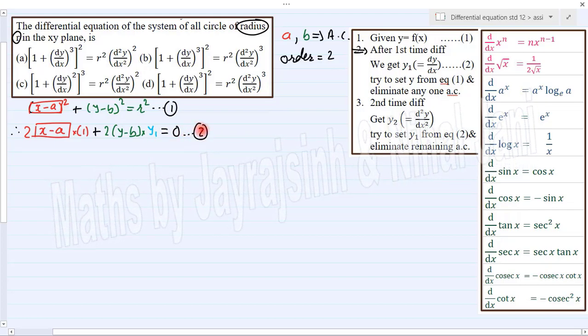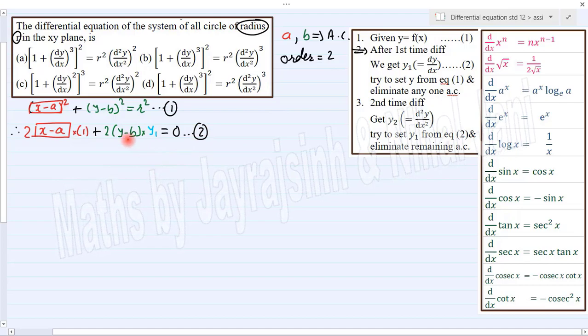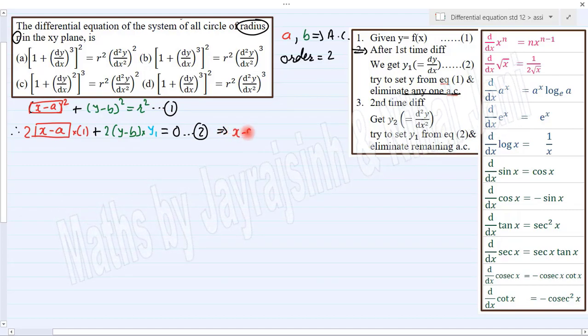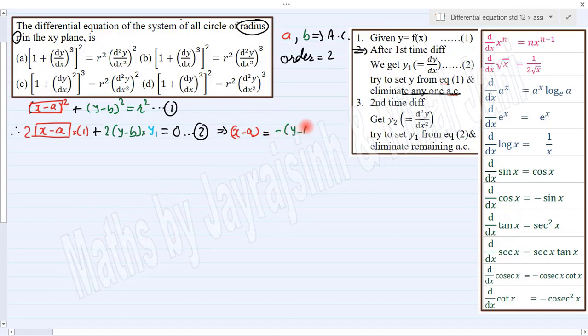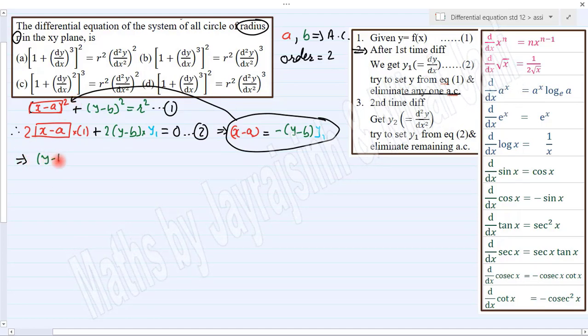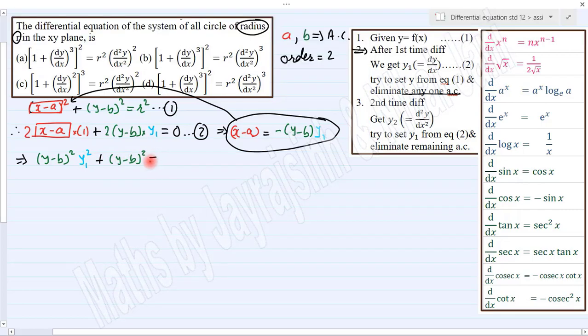So here we get our second equation. Now we have to eliminate any one arbitrary constant. Let's get the value of x minus a from equation 2, which will be minus (y minus b) into y1, and substitute this value in the first term of equation number 1. So here we'll get (y minus b) the whole square into y1 square plus (y minus b) the whole square, and r square will be as it is.